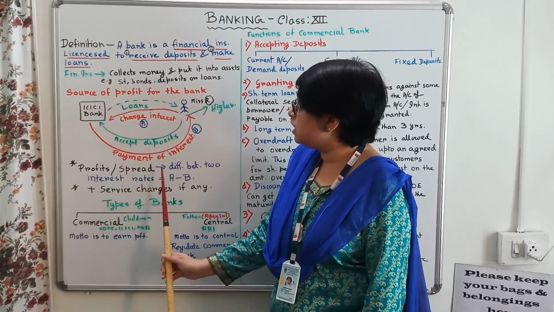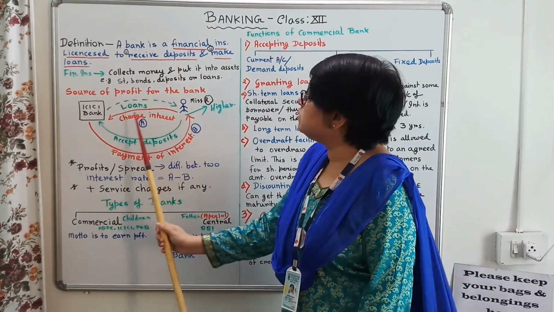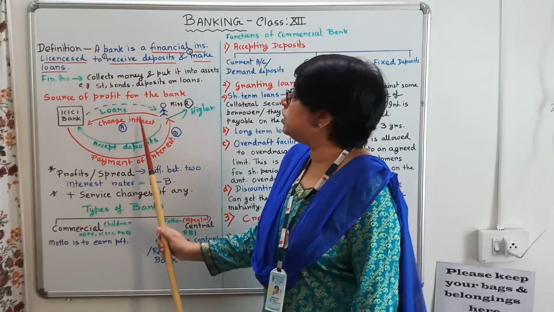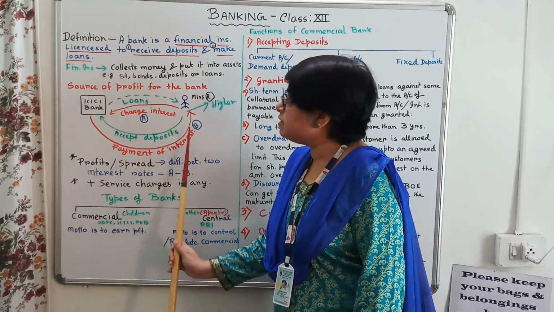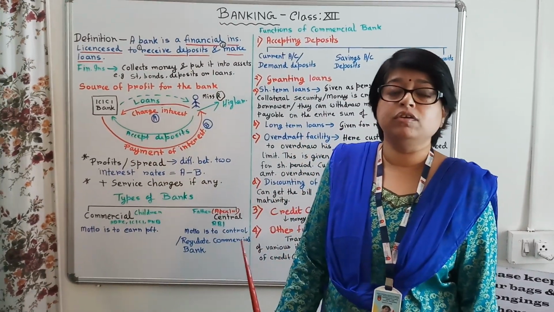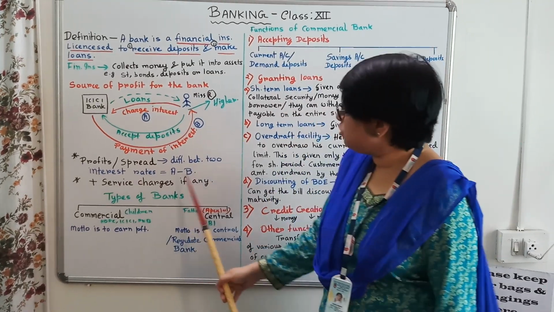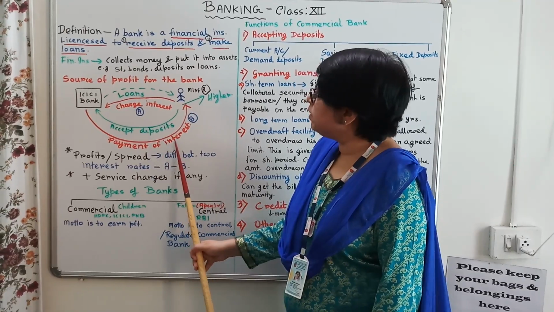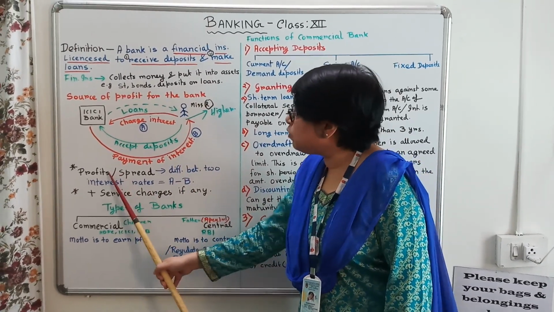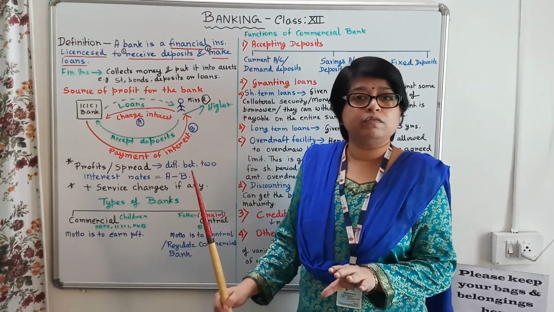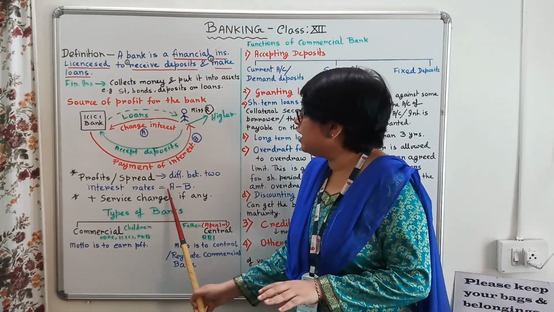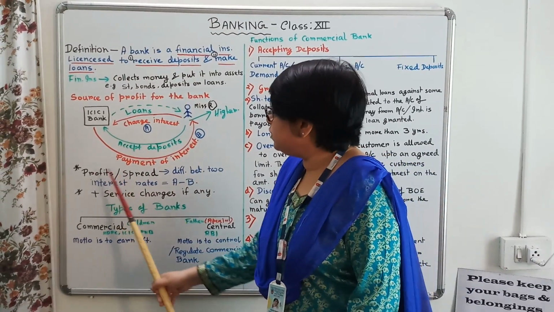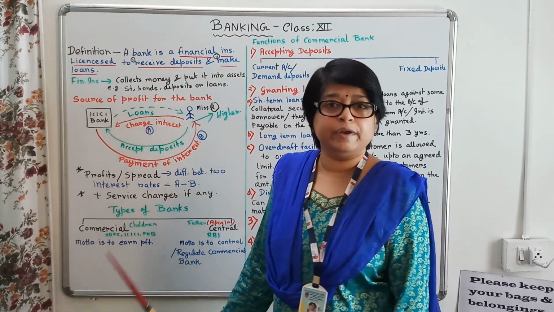The profit earned by the bank is what? The interest charged from the customer. You see here I have written interest charged. So it is the interest charged from the customer minus the payment of interest given on deposit. Here I have shown it with the help of a formula. If the charge of interest is A and the payment of interest is B, then the main source of profit earning of banking is A minus B. In economic or accounting terms, the profit of the bank is also called the spread.